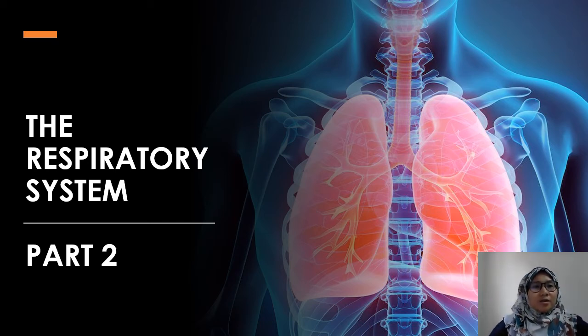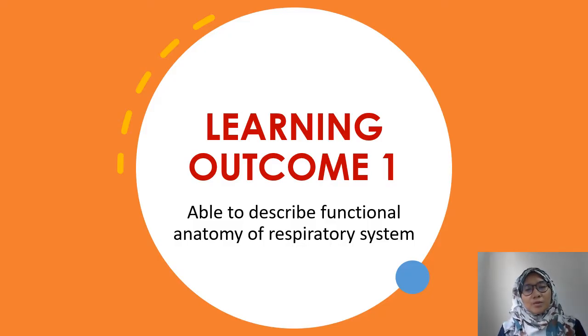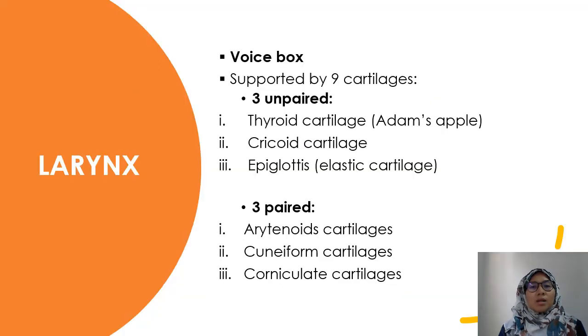Okay, so this is the respiratory system part 2. The learning outcome continues with the first learning outcome: able to describe the functional anatomy of the respiratory system. So there are some more respiratory system organs that I did not mention in part 1. Okay, so we start with the larynx.